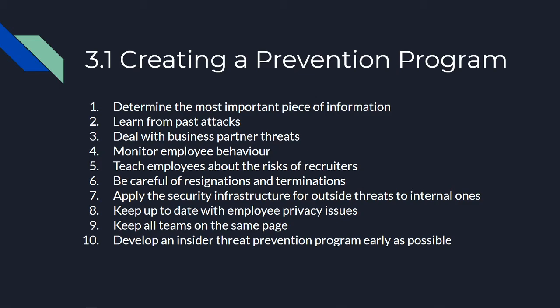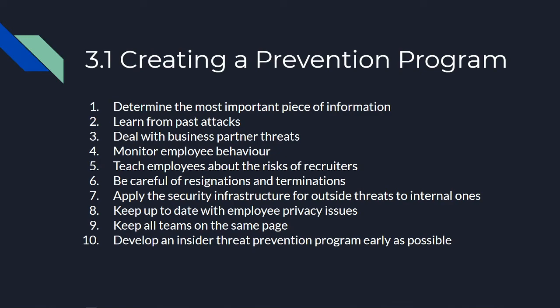Most insider attacks happen within 30 days before or after an employee joins or leaves a company. Number seven is apply security infrastructure for outside threats to internal ones. So this is to apply some of the large amounts of security protocols you have for foreign threats to internal threats. Eight would be keep up to date with employees' privacy issues. So this is knowing that something happened in your employee's life that might have an impact on them performance wise, and that sometimes it's better to give an employee vacation time than having them stay on extra shifts and might push them over the edge.